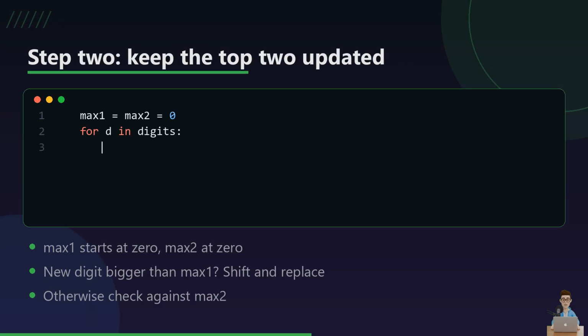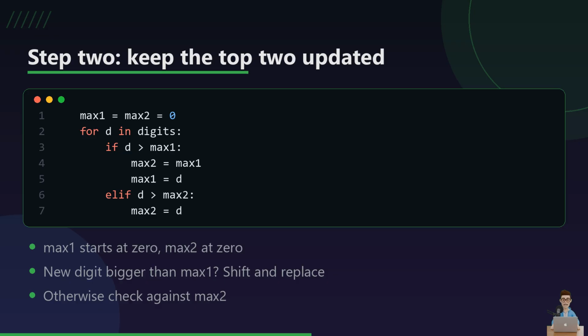Remember our two-spot leaderboard? We create two variables called max1 and max2. These just hold numbers and they both start at 0. Now we go through the digits one at a time. For each digit we ask, is it bigger than max1, our current champion? If yes, the old champion drops down into max2 and this digit becomes the new champion in max1.